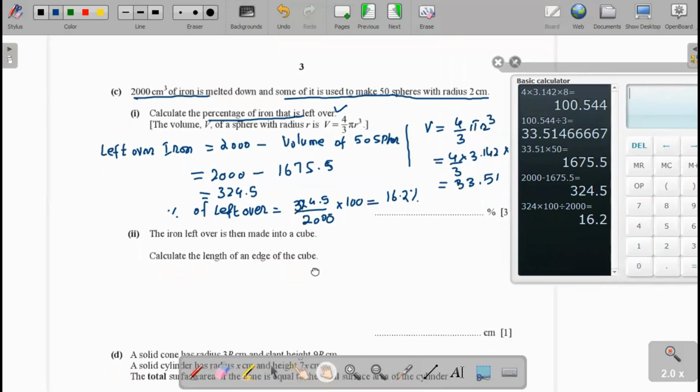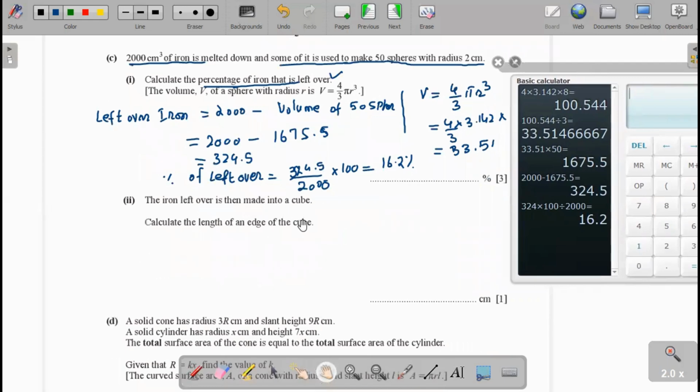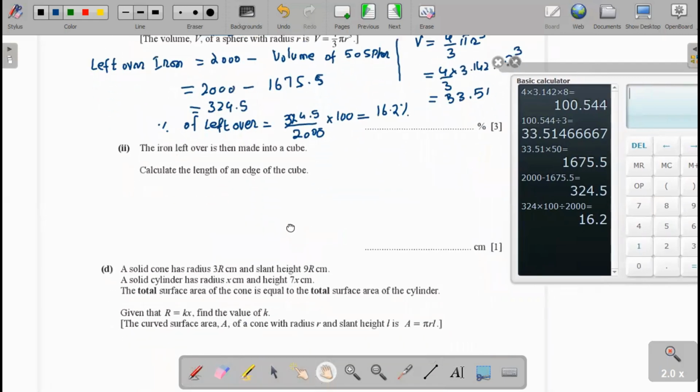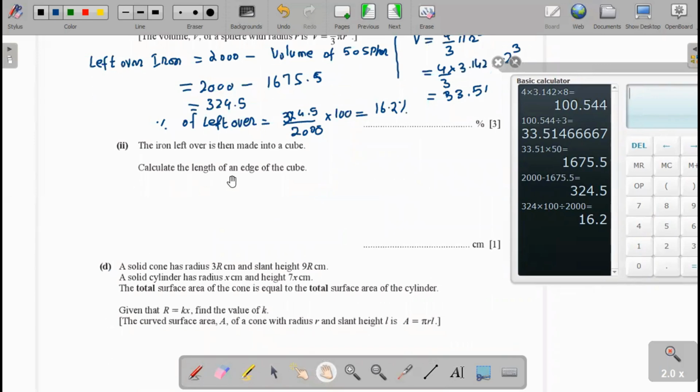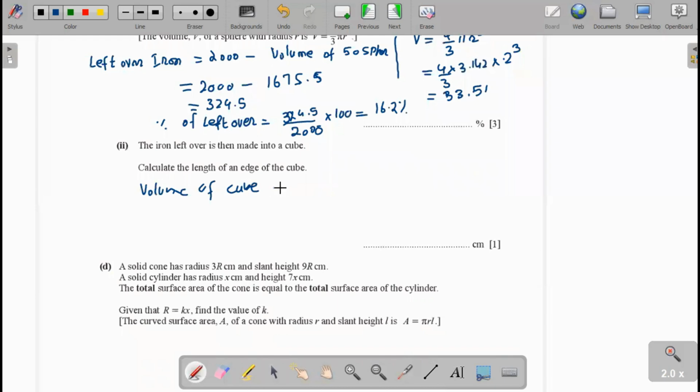The leftover iron is then made into a cube. Now calculate the length of an edge of the cube. The volume of the cube will be equal to length multiplied by length multiplied by length, so we can say L cubed. The leftover volume here is 324.5, so L cubed equals 324.5. Therefore, we take the cube root on both sides.